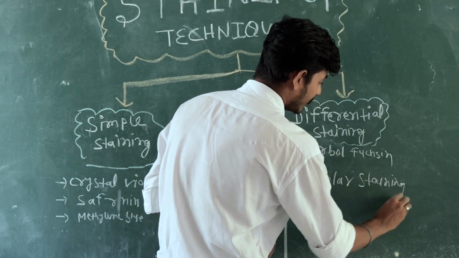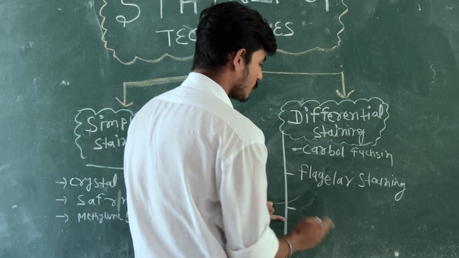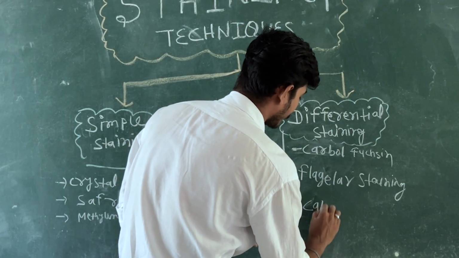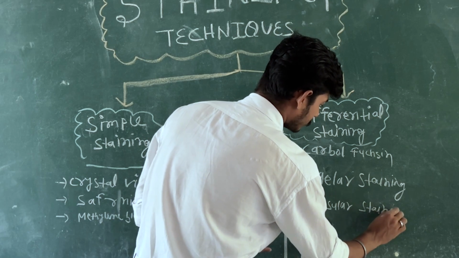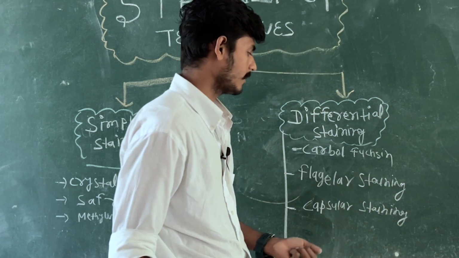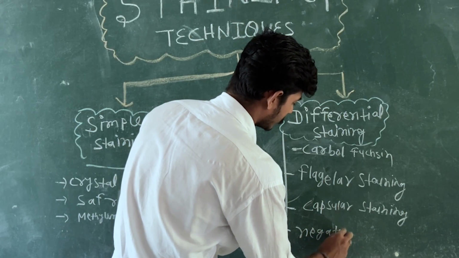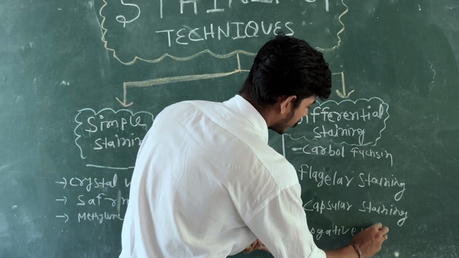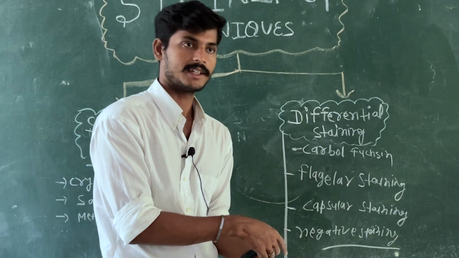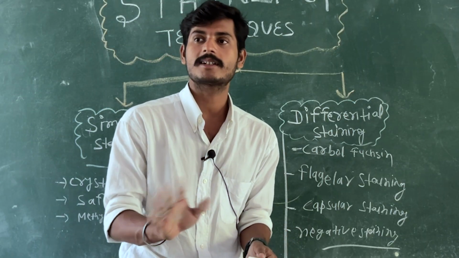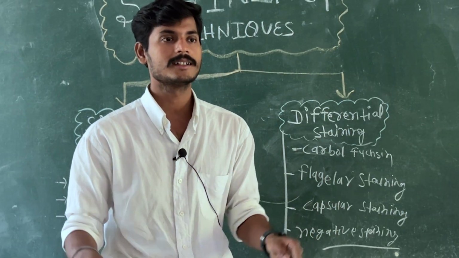Then some bacteria have the capsule. So we are also seeing the capsule, that is called the capsular staining. And one thing is called the negative staining. Now negative staining is we are using a different strategy. Here what we are doing, we are not coloring the bacteria. Instead of coloring the bacteria, we are coloring the background.